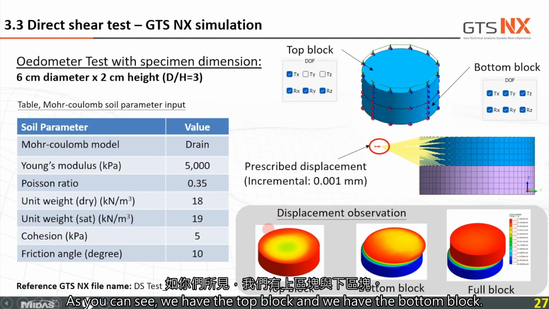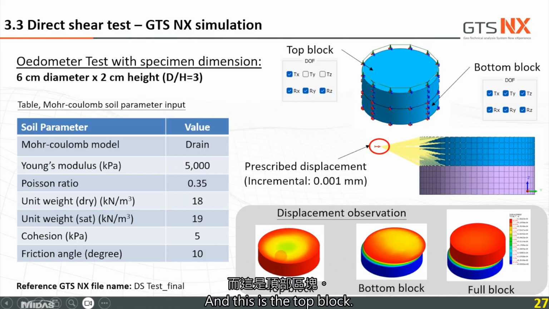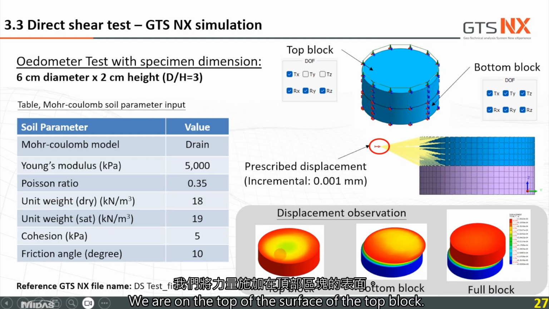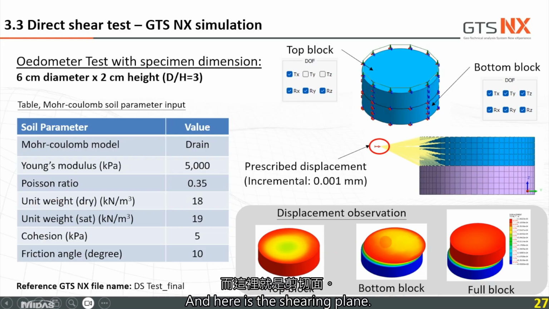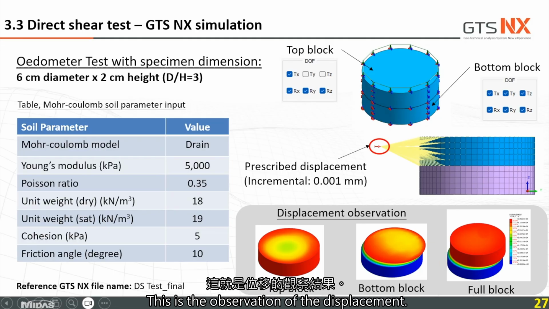As you can see, we have the top block and the bottom block. After shearing, this is the bottom block and this is the top block. Here is the vertical loading. As we said, the normal force is 20 kilopascal on the top surface of the top block. And here is the shearing plane. We observe the displacement. So here is the full block displacement, and this is the observation of the displacement.